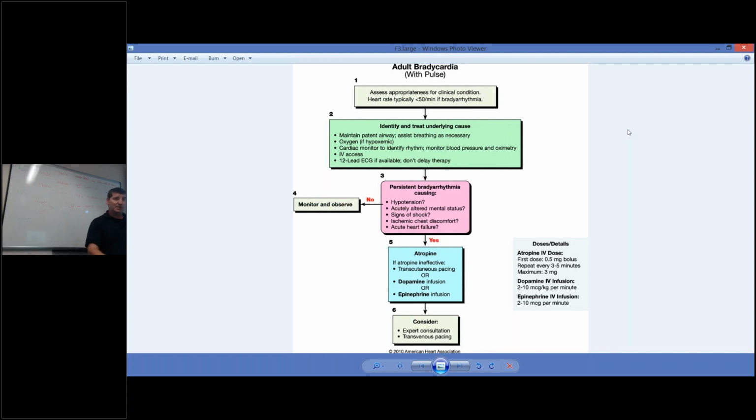Then I'm going to take this over here. If you look on the screen, this basically goes through the same areas here. Again, if my patient is stable, does not show any change, I'm just going to monitor and observe. If my patient becomes unstable, here's what I'm going to do. I'm going to do my atropine. If that doesn't work, I'm going to consider transcutaneous pacing, or I'm going to do my drips, and then going to consider expert consult. And here are my dosages right over here. Pretty easy, pretty straightforward.